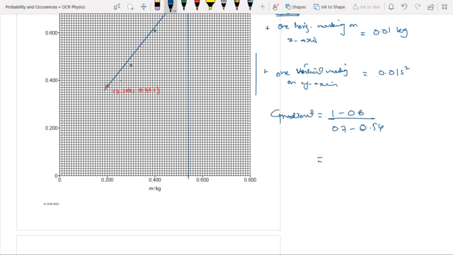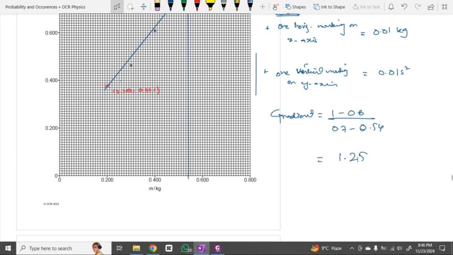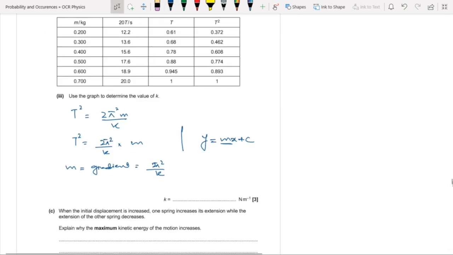So the gradient comes out to be 1.25, and plugging it into this equation to find the value of k as 2 pi squared over 1.25. That comes out to 15.79 Newton per meter. So that is the answer.